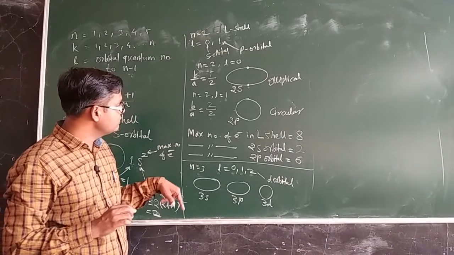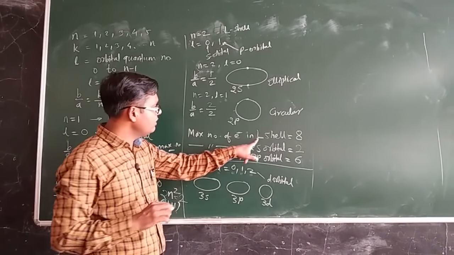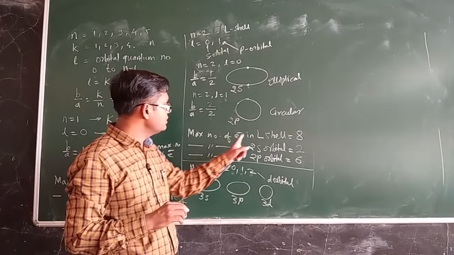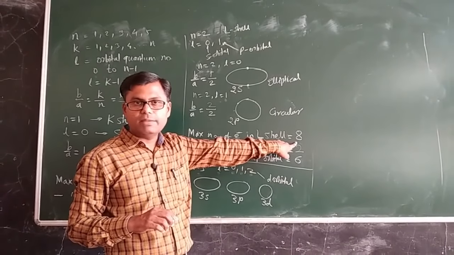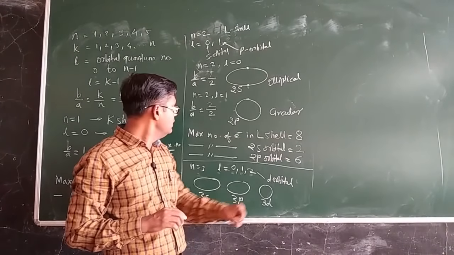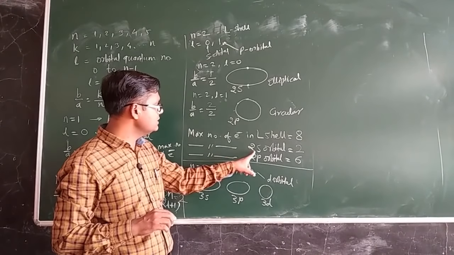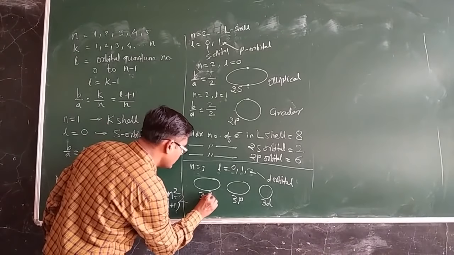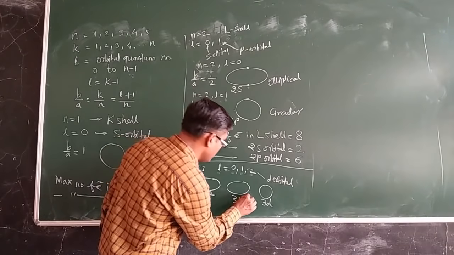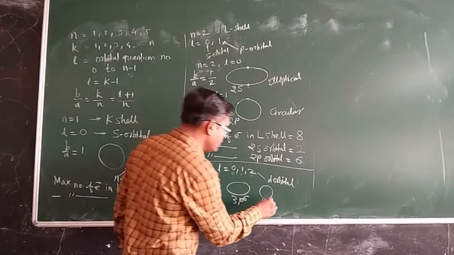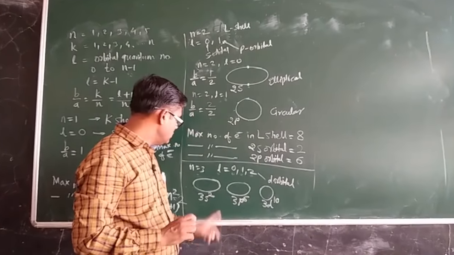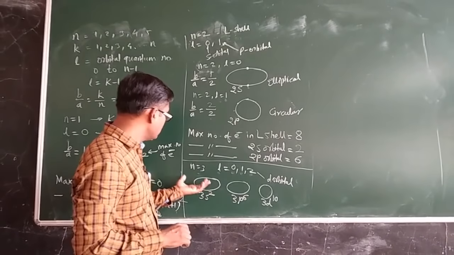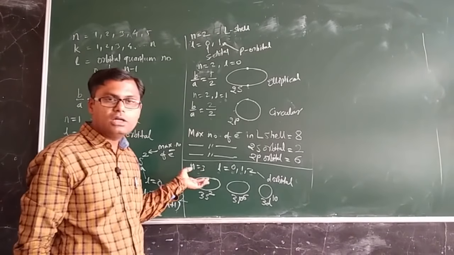Now how many electrons will be there in the M shell? If you apply this formula, the maximum number of electrons in the M shell will be 18. The 3s orbital will have 2 electrons, the 3p orbital will have 6 electrons, and the 3d orbital will have 10 electrons. So 2 plus 6 plus 10, that is 18 electrons in all. This is the distribution of electrons for n equal to 3.